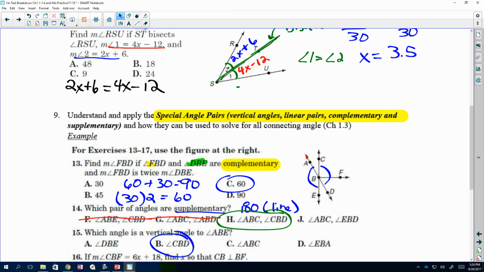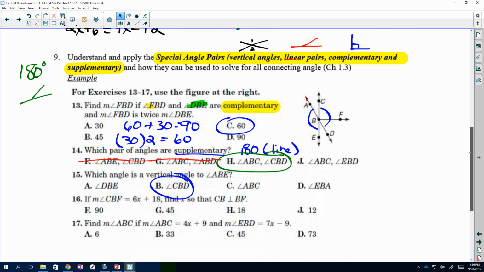Vertical is when you have lines that intersect, and the angles opposite each other are congruent. Linear pair, the keyword in linear pair is line. That's when they make a line. Complementary, C for complementary, we have to have 90 degrees, okay? And then supplementary, which I forgot to highlight over here and add. Supplementary, S for supplementary, turns into 180. The S turns to 180 degrees. So supplementary can sometimes be a linear pair, a special type of supplementary angles.